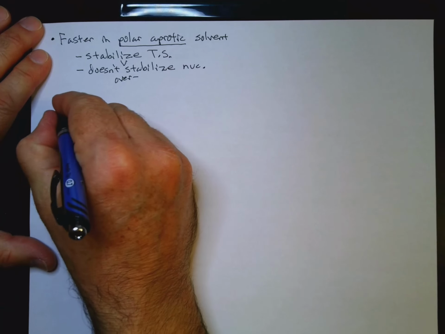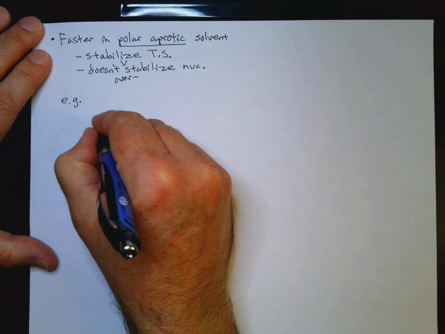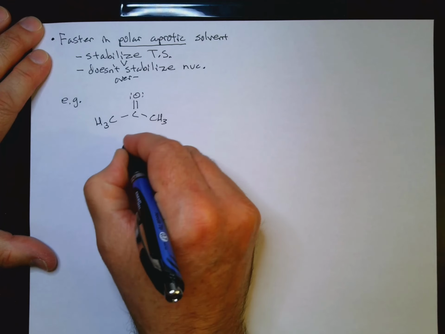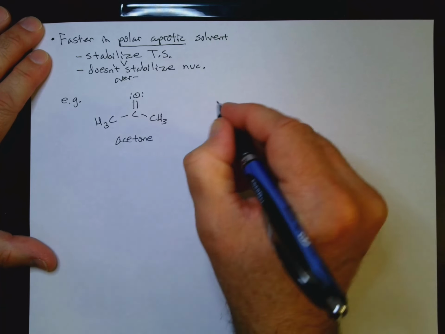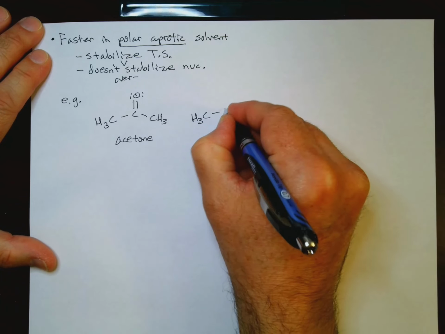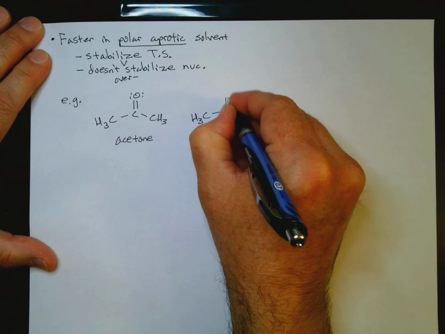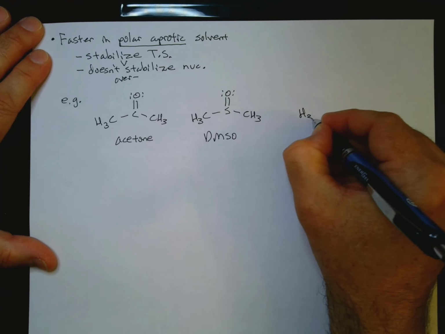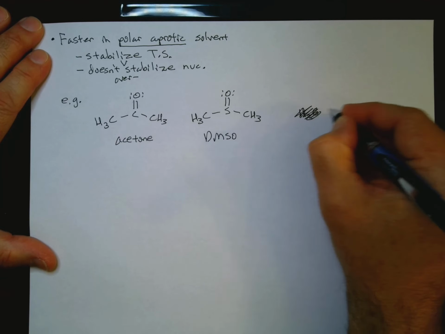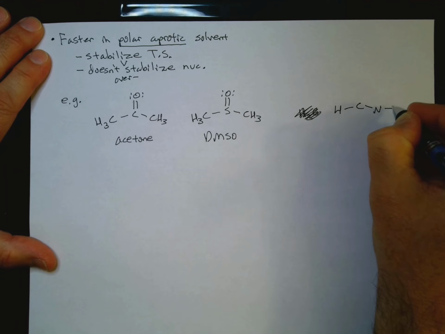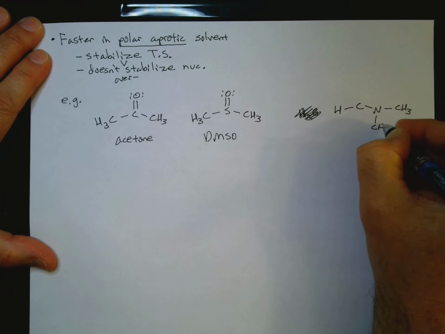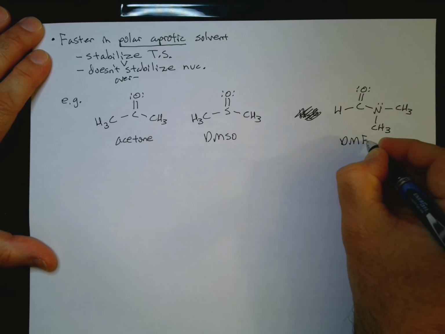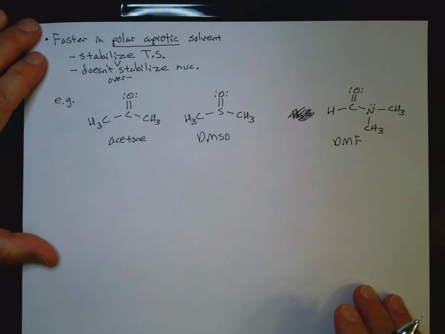So some examples of these are acetone, DMSO, which is dimethyl sulfoxide, DMF, and I think acetonitrile is another one that's mentioned in the text.